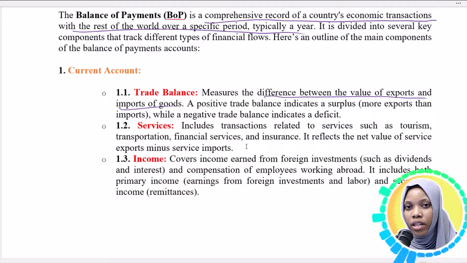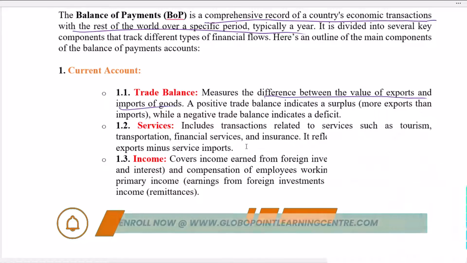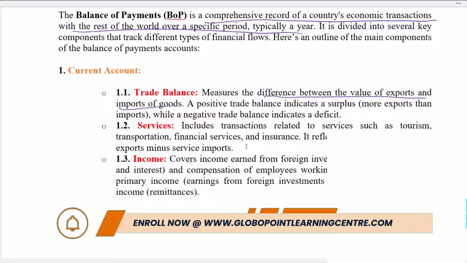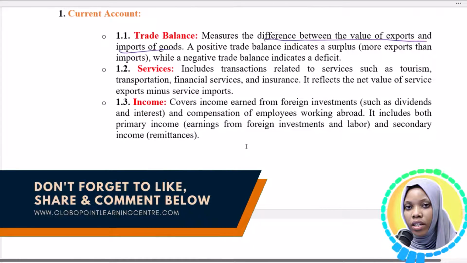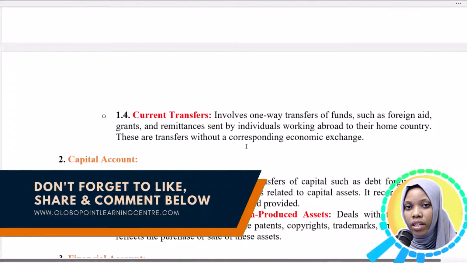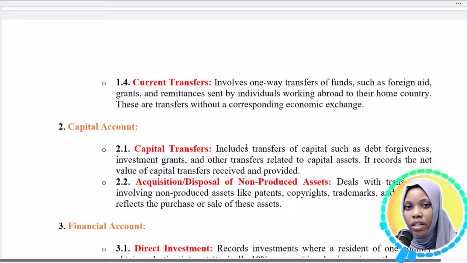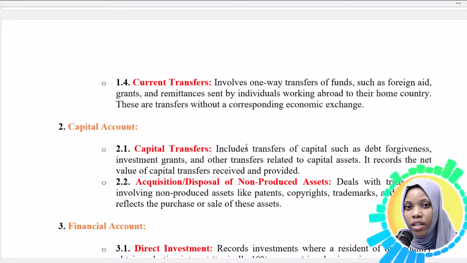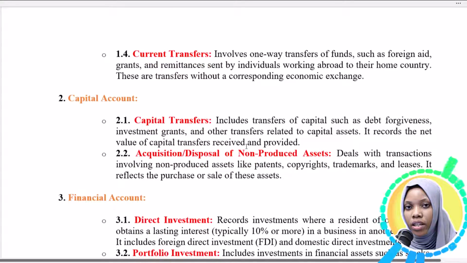And then we have income. Covers income earned from foreign investments such as dividends and interest, and compensation of employees working abroad. It includes both primary income and secondary income. That is the current account. And then we have the current transfers under the current account. It involves one-way transfers of funds such as foreign aid, grants, and remittances sent by individuals working abroad to their home country. These are transfers without a corresponding economic exchange.